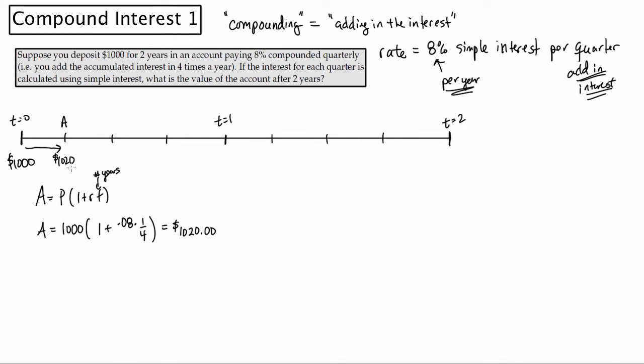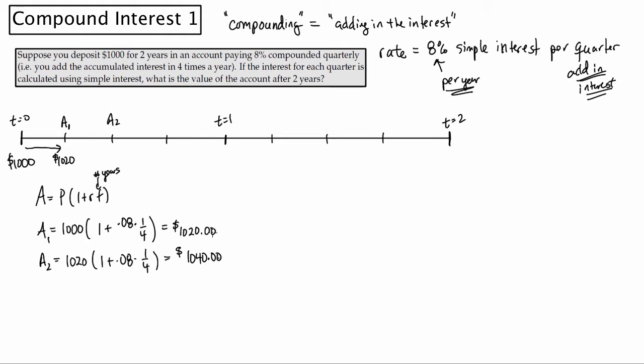All right, on to quarter 2. I'll call this A1, we'll call this A2. At the end of quarter 2, A2 would be, well, I begin that quarter with the $1,020 I had before, and I'm going to grow by the exact same amount, 8% for 1 quarter. And sticking that into a calculator, you will get $1,040 and 40 cents.